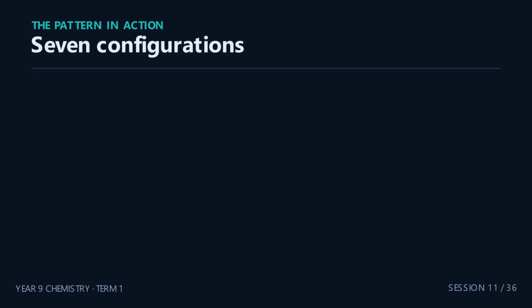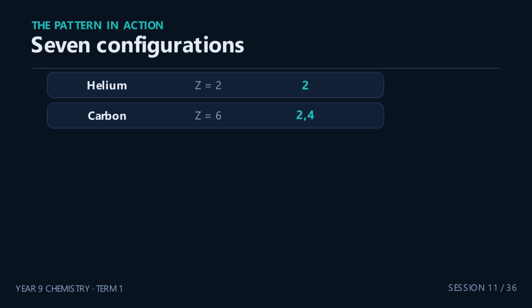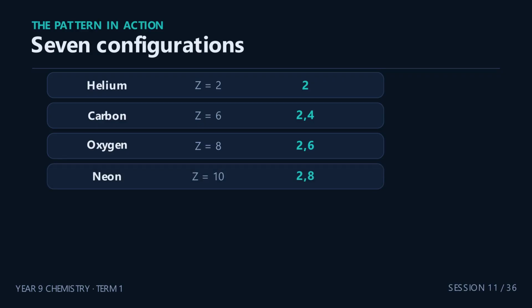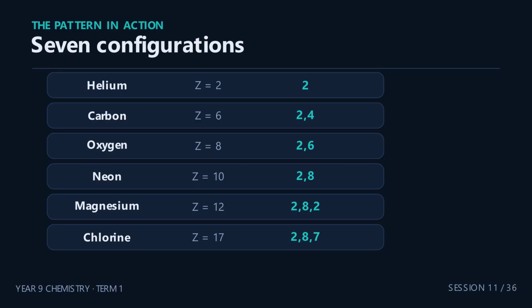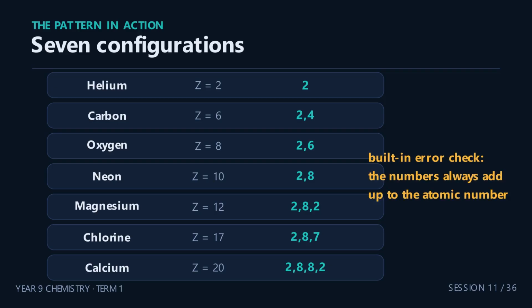Here is the pattern across the table. Helium, atomic number 2, just 2. Carbon, 6, 2, 4. Oxygen, 8, 2, 6. Neon, 10, 2, 8, a full shell. Magnesium, 12, 2, 8, 2. Chlorine, 17, 2, 8, 7. And calcium, 20, 2, 8, 8, 2. Check any of them. The numbers always add up to the atomic number. That is your built-in error check.